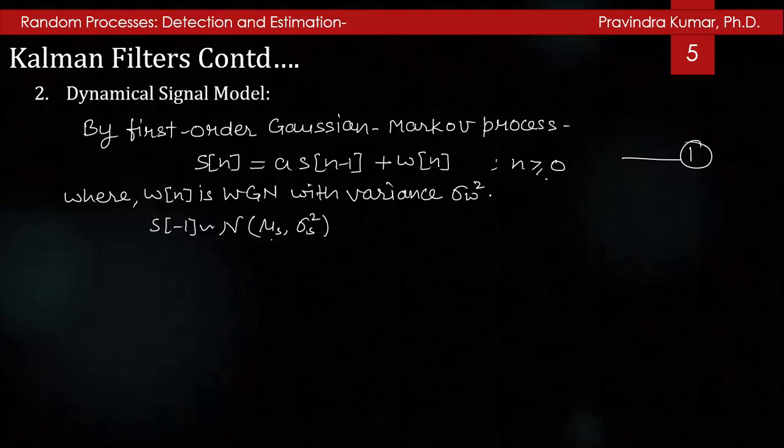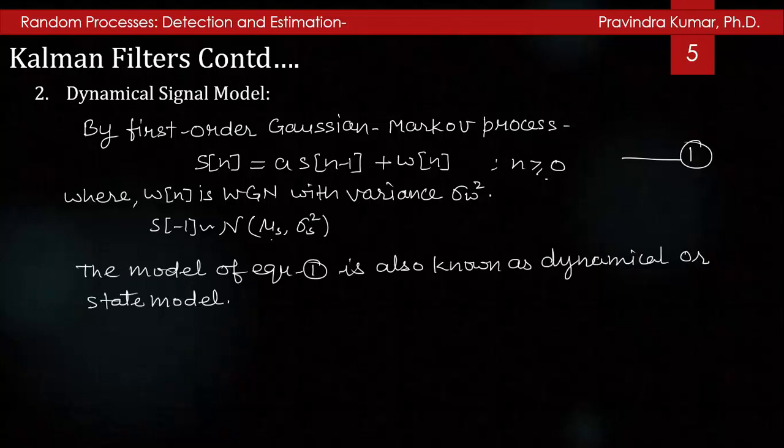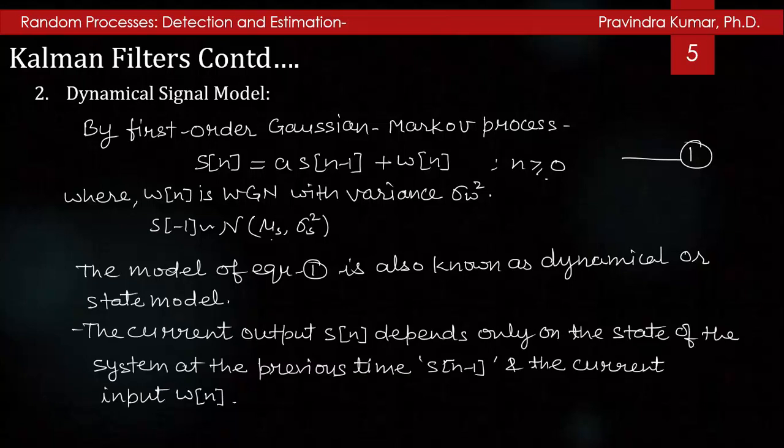The noise u[n] is termed the driving or excitation noise. The model of equation first is known as the dynamical or state model. The current output s[n] depends only on the state of the system at the previous time, s[n minus 1], and the current input u[n].